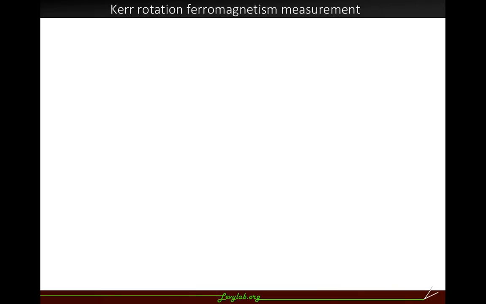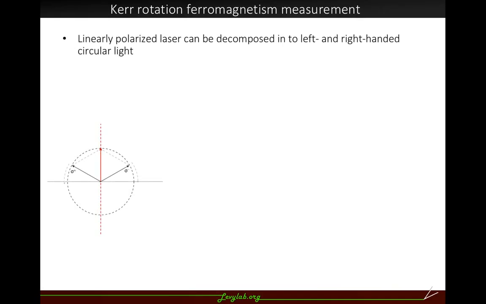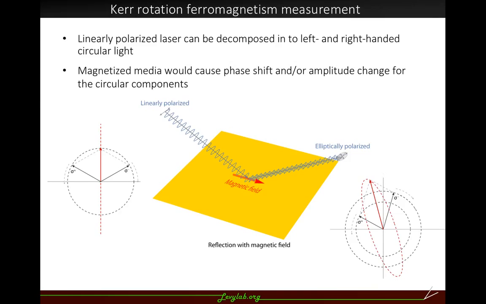So this gave us the idea of imaging them with Kerr rotation. The idea of Kerr is pretty straightforward. All linearly polarized light can be decomposed into left and right-handed circularly polarized light. Once the surface is magnetized, the reflected light will see a change of polarization because the two components react differently to the surface magnetization.